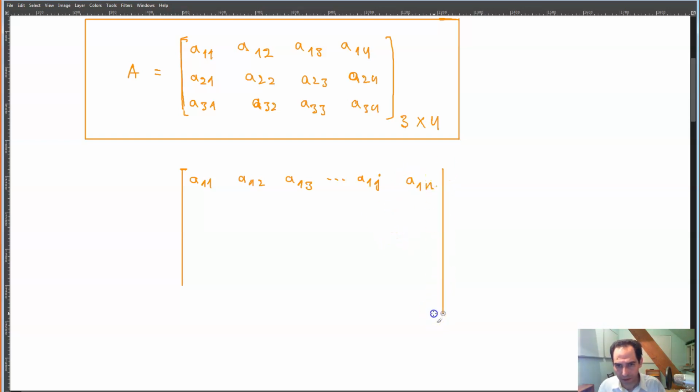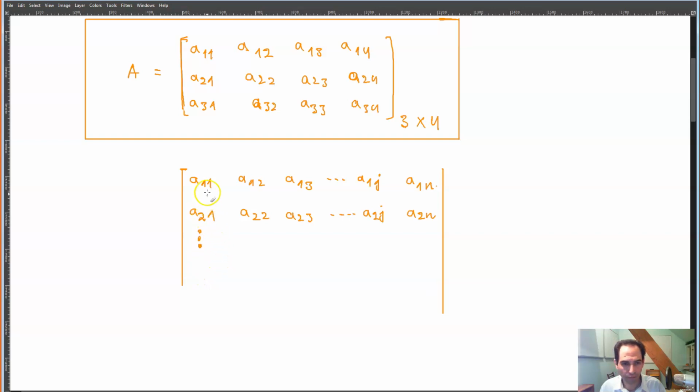Now the next element that I have here becomes, for example, A of, this is the second row, so this becomes A of 2,1, A of 2,2, A of 2,3, and then you can go all the way up to A of 2j and A of 2n, right? And of course you can just keep going in this direction as well.